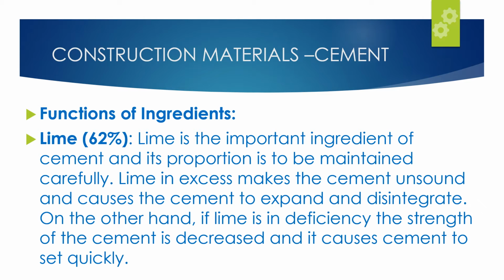Function of ingredients. Lime. Lime is the important ingredient of cement and its proportion is to be maintained carefully. Lime in excess makes the cement unsound and causes the cement to expand and disintegrate. On the other hand, if lime is in deficiency, the strength of the cement is decreased and it causes cement to set quickly.